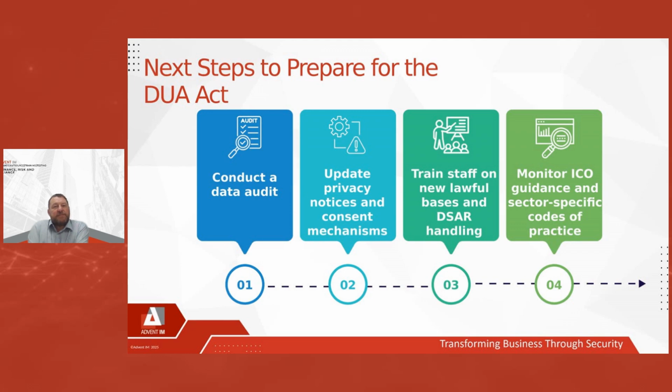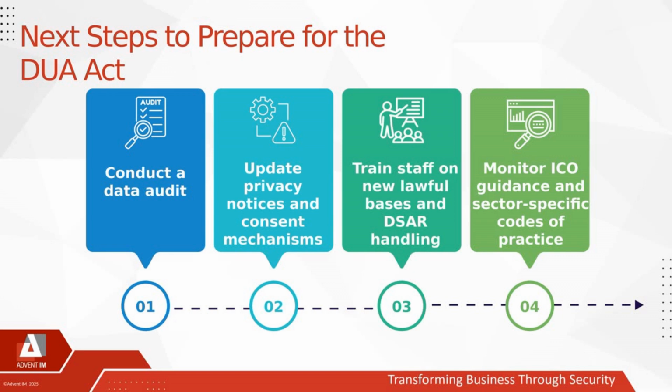So what are the next steps then? Well, first, I would make sure that we've done a data audit and we know what data we've got and why we've got it and what its purposes are. And we understand what lawful basis was previously being applied for that information. Start to think about updating privacy notices and consent mechanisms, especially if you're wanting to move more towards the use of legitimate interest as a lawful basis. Then we must make sure that we update our privacy notice and we communicate any changes in lawful basis to data subjects effectively.